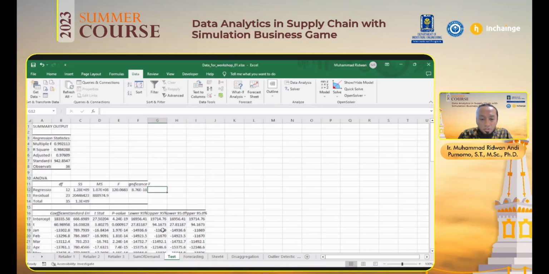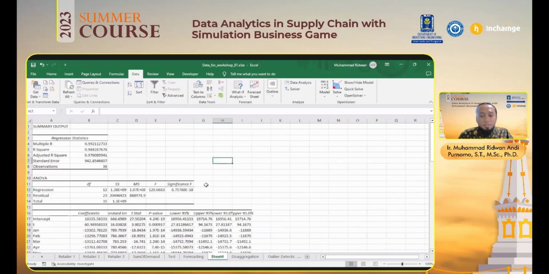You can refer to sheet 4, I think. Sheet 4 is the report of the regression. It's the same, I think. Okay, in sheet 4, this is the report of regression. First we need to know the R square. R square is 0.98. Oh, very nice. Close to 1. It means that our model is very accurate.